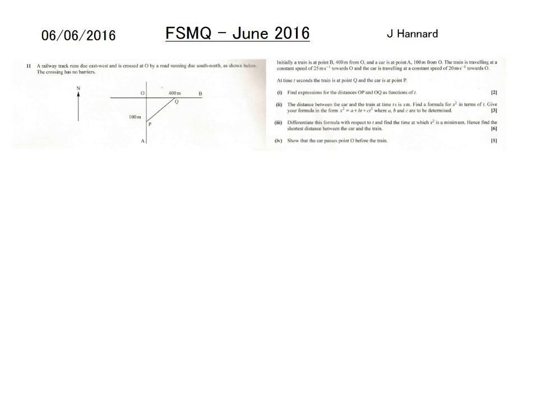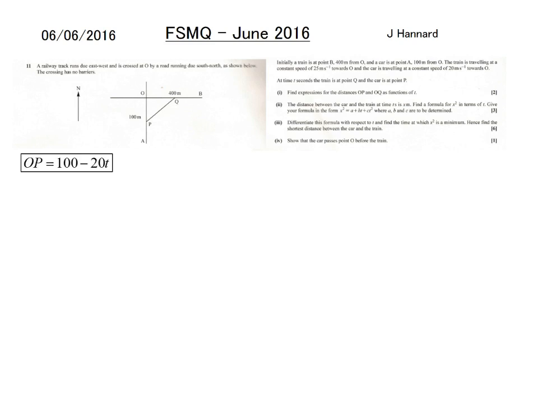But here we go. A railway track runs due east-west and is crossed at O by a road running due south-north, as shown below. The crossing has no barriers, so OCR being a bit morbid here. Initially, a train is at point B, 400 metres from O, and a car is at point A, 100 metres from O. The train is travelling at a constant speed of 25 towards O, and the car is travelling at a constant speed of 20 towards O. At time t seconds, the train is at the point Q, and the car is at the point P.